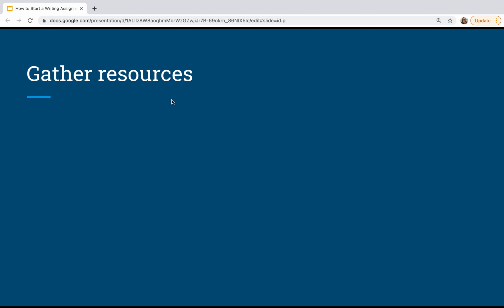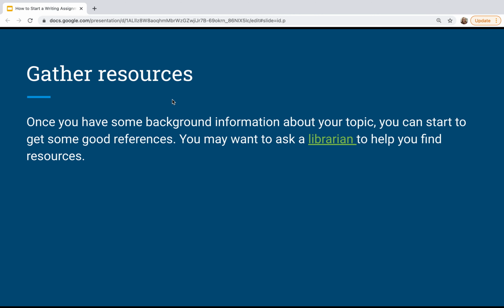Next, we have to gather our resources. You want to have some sort of system for collecting your resources so they're all organized and you can access them whenever you need them. You may want to ask a librarian to help you find resources. As you're looking at resources, you want to consider whether they are reliable or not.